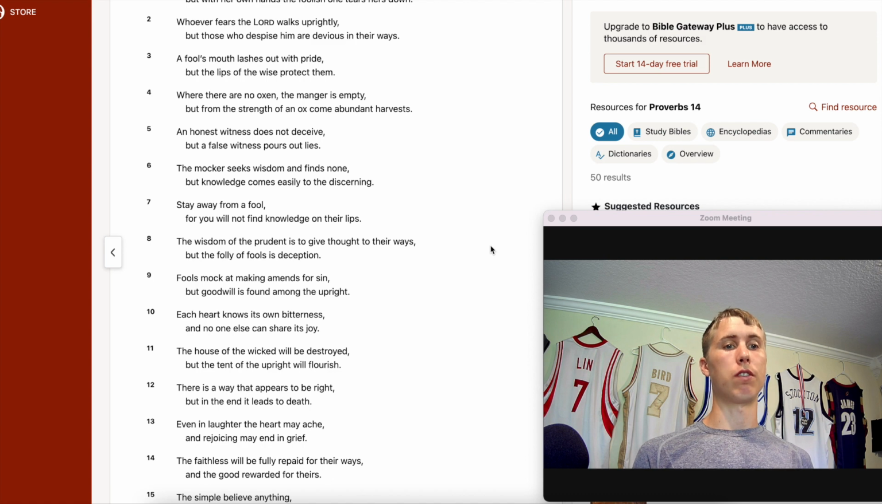Proverbs chapter 14, verse 10. Each heart knows its own bitterness, and no one else can share its joy. You may not know what someone's going through, but maybe they're going through something tough. If they're going through something hard, make sure you guys give them some help. I'm sure you'd want it too.